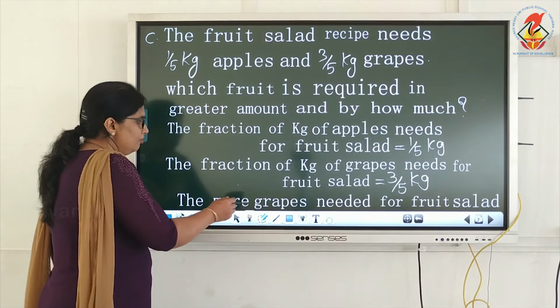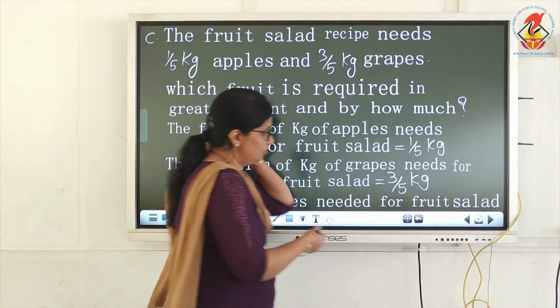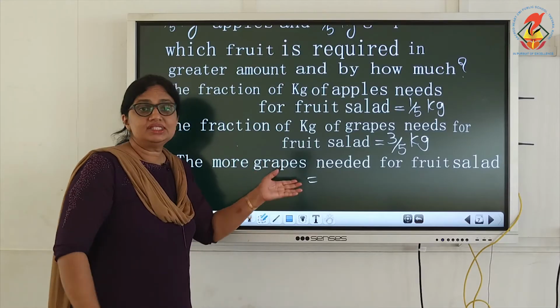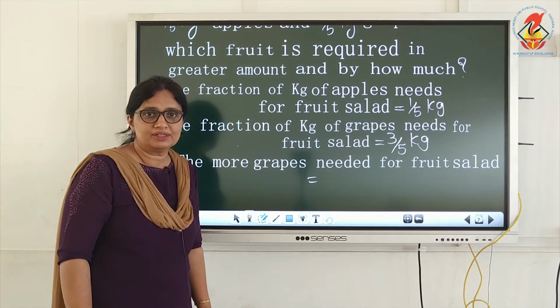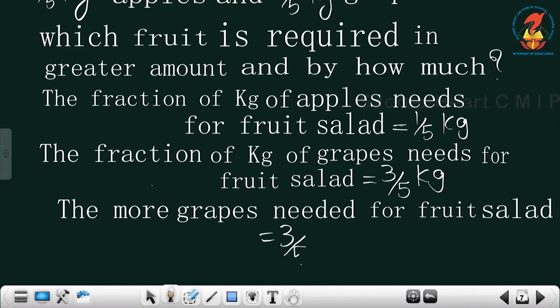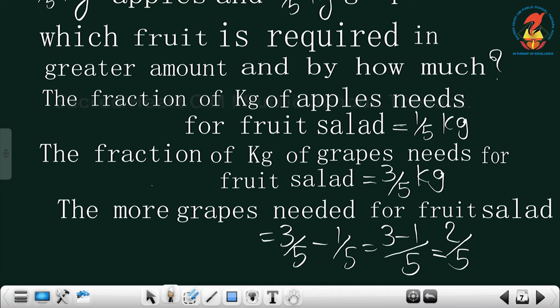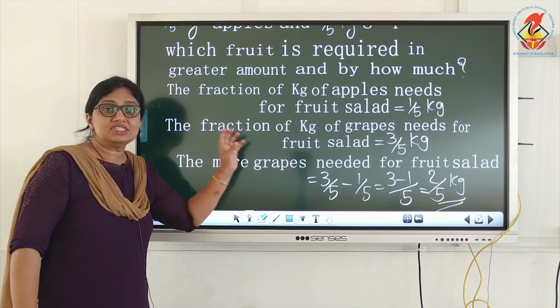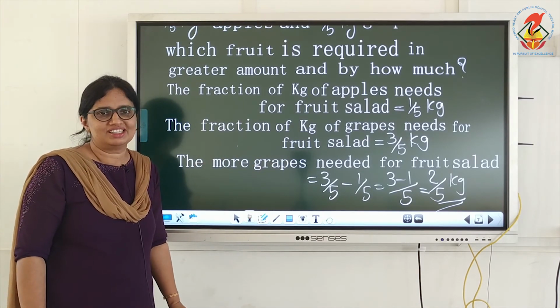And the extra grapes needed for fruit salad equals how much, children? How can we find it? Tell me, 3 by 5 minus 1 by 5, you will get what? 3 minus 1, denominator is the same, that is 2 by 5. So 2 by 5 kg more only, right? This much more.